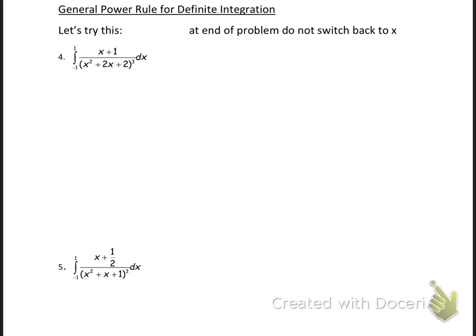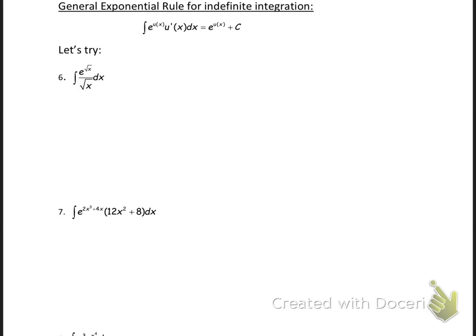Okay, now we're going to go back again to the general power rule for definite integration, and now we're going to be trying things with, no, that's not correct. Hang on, let me get the next page. Okay, that's the page I wanted. So we're doing general exponential rules for indefinite integration. So we're going to try the u again.